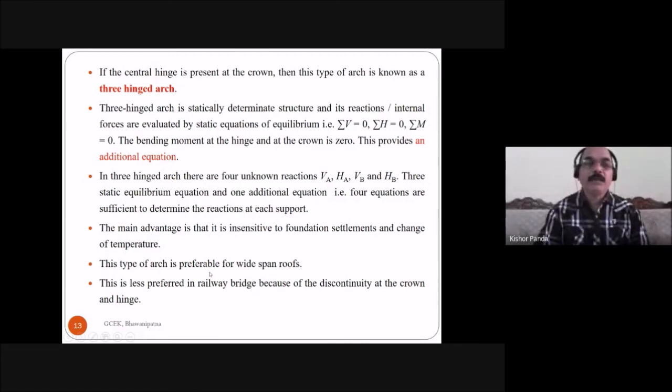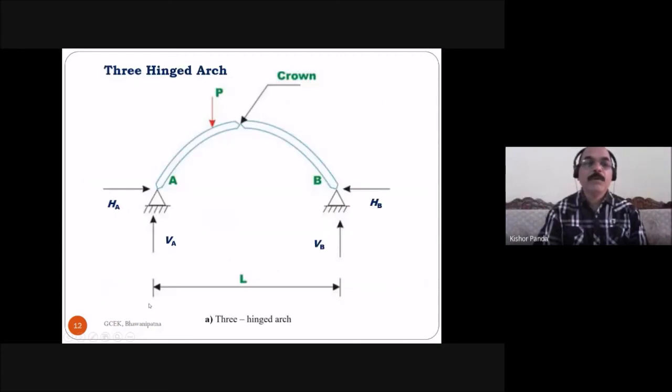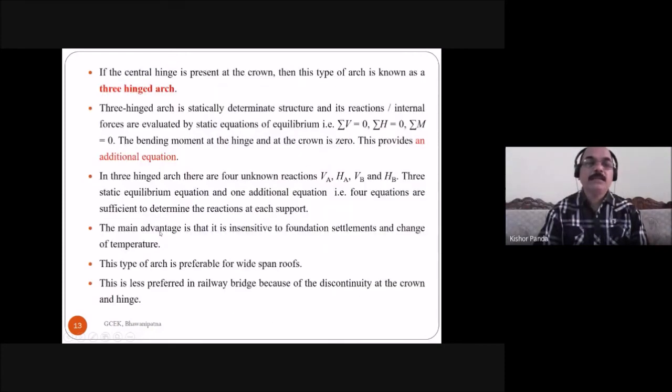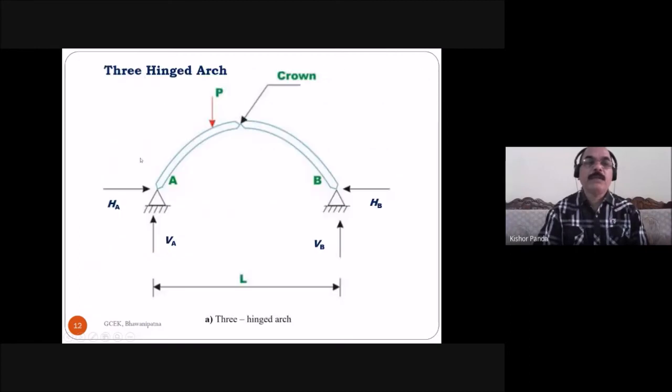This type of arch is preferable for wide span roofs. It is less preferred in railway bridges because of the discontinuity at the crown and hinge. This type of arch is generally less preferable in the case of railway bridge structures, because there is a hinge at the support and also one hinge at the crown. Due to this discontinuity, it is a less preferable structure in the case of railway bridges.